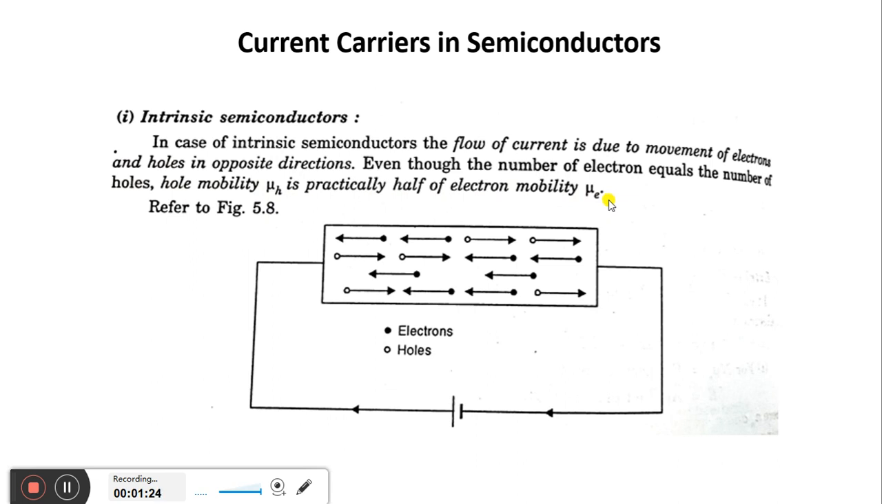So as we know, in case of intrinsic semiconductor the number of electrons is equal to the number of holes, and if you apply an electric potential then electrons and holes travel in opposite direction. So we have to derive the equations of current density and conductivity in case of intrinsic and extrinsic semiconductor materials. So we will derive the formulas one by one.